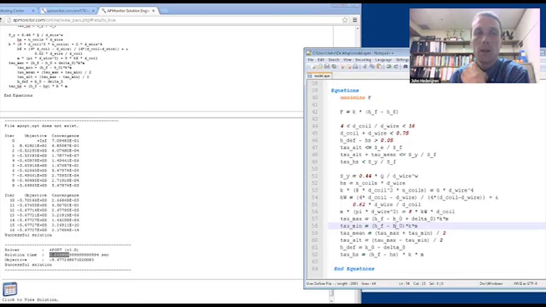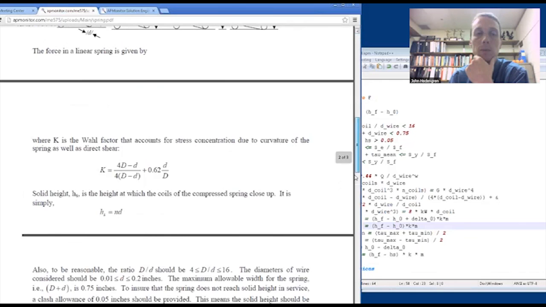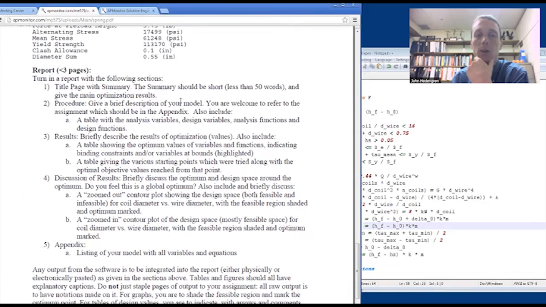One of the things to keep in mind is that on this problem, the report is just a little bit different than the two-bar truss problem. Jose, the TA, asked that we put a summary table right at the beginning as well, just with your optimal solution. But describe your model. Tell the analysis variables, those are like the parameters of your model. Design variables, those are the decision values. Analysis functions, you can think of those as the intermediate section. And then design functions, those are like constraints like these.